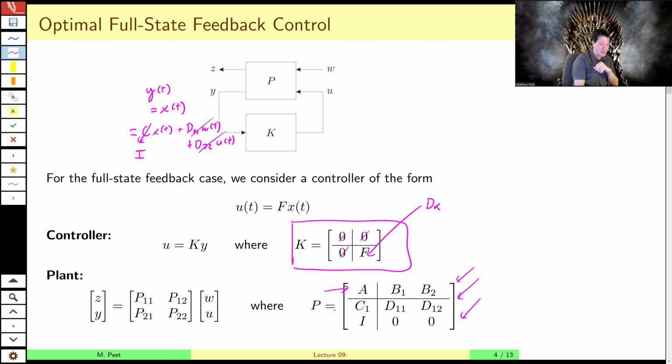We don't put any constraints on these other matrices. They're fine, whatever you choose them to be. But we do restrict this last set of matrices here to be first identity, and then these D matrices just to be 0. That's C2.